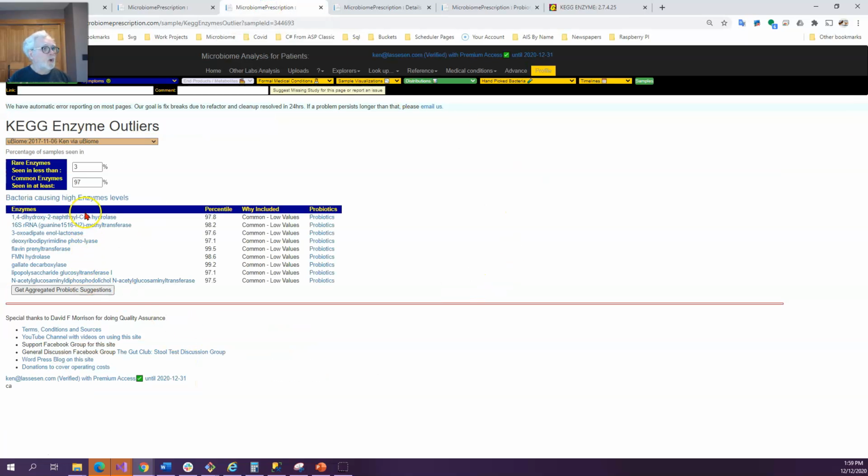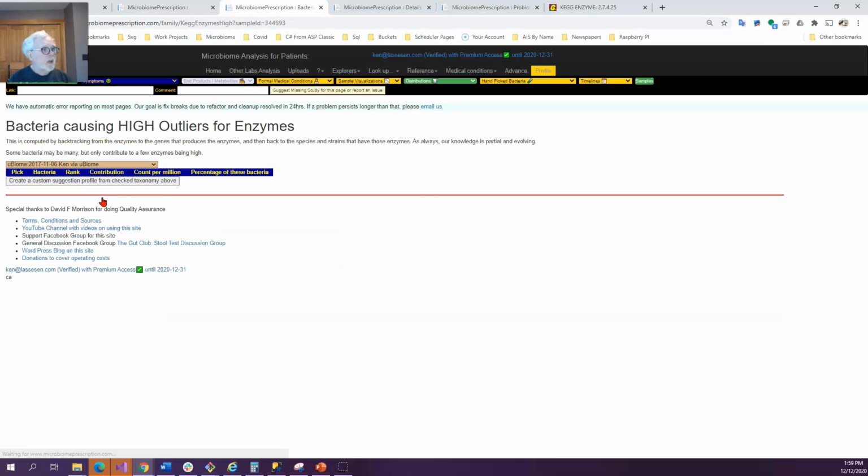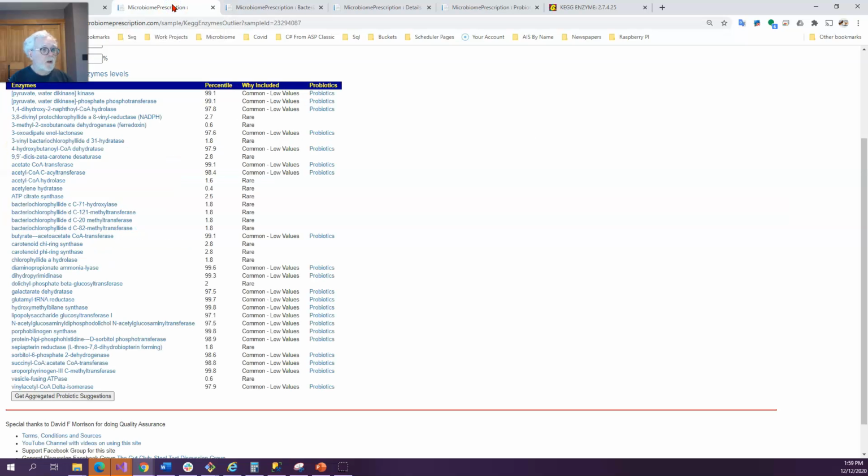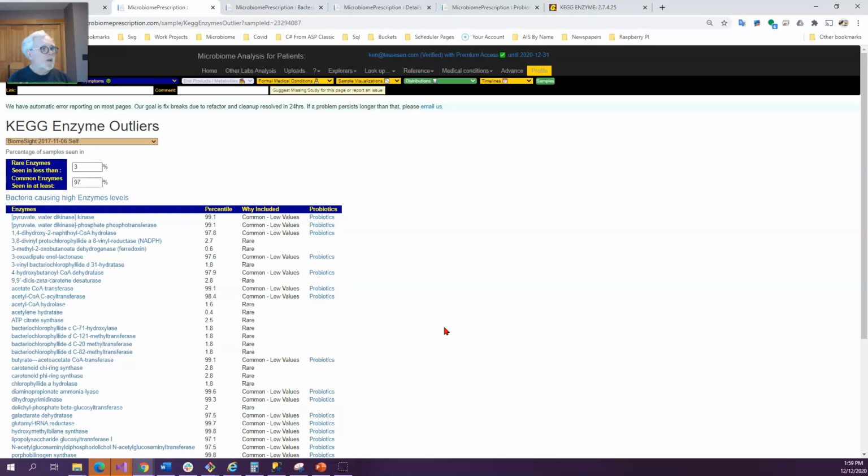Okay, now we also have bacteria causing high enzymes. In this case, if you click it, you get nothing. And the reason you get nothing is that there are no high bacteria in that list. So hence we have nothing to do. Okay, now let's go and take a look at a couple of other items dealing with enzymes. We'll come back to the high enzymes later on in this session. So let's just return to our sample page.